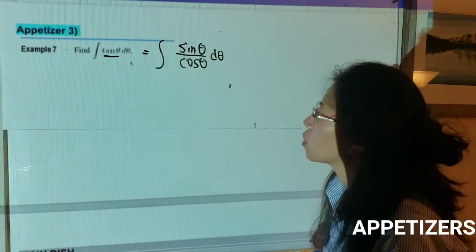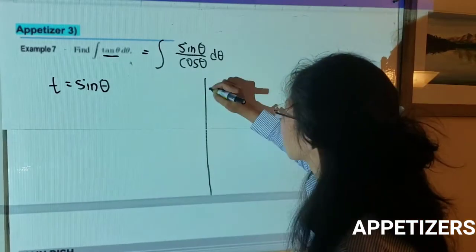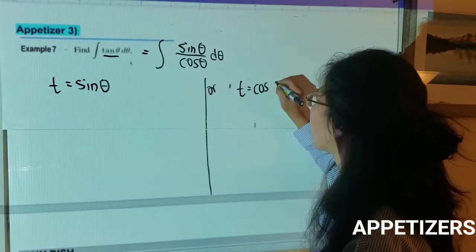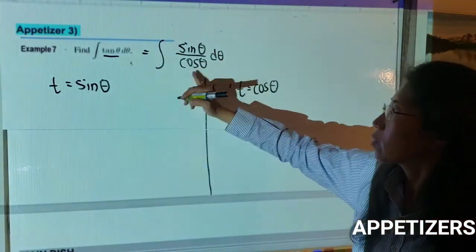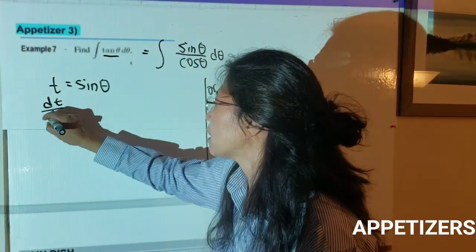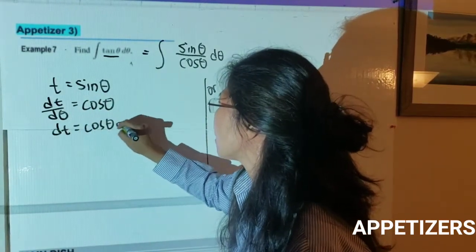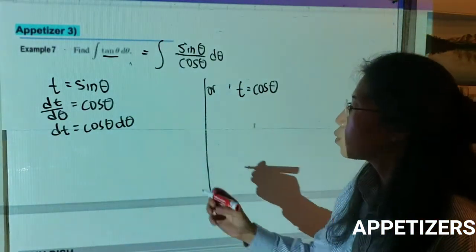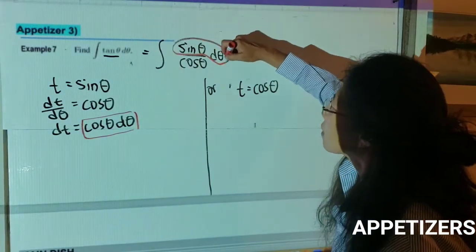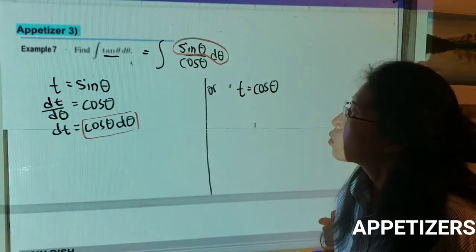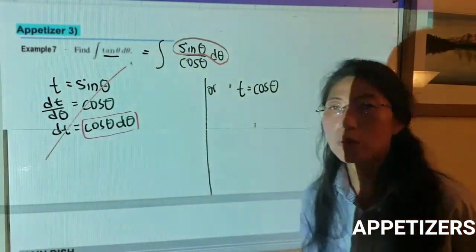Now, I like to substitute because I still don't see what it's going to be. So should I substitute sine or cosine? Which one? You would like to do sine, because sine is easier, and taking its derivative gives cosine. So dt d theta is cosine theta, and dt is cosine theta d theta. Do you see this expression? I only see sine theta d theta, and this is 1 over cosine. So if I substitute, I cannot find sine theta d theta. This part's not going to work.